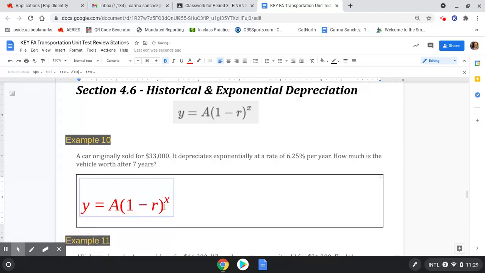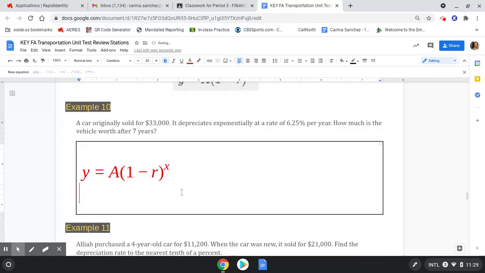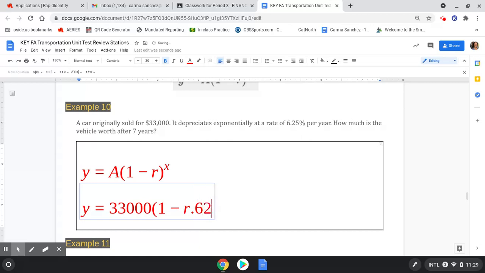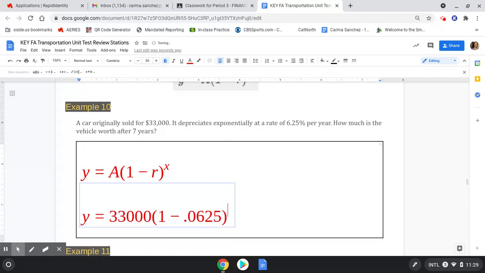And in this problem, we're given these inputs, and we're going to solve to find how much it's worth after 7 years. So here we go. Starting value, 33,000. Depreciates at a rate of 6 1/4. Remember that we want the decimal of that, 0.0625, so move that decimal twice. And then to the power, the time is 7 years.